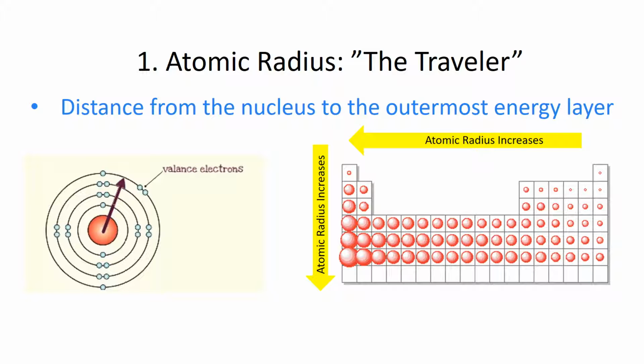Each row adds a new energy level to the atom, which creates a further distance, and the more protons you add to the nucleus, the closer they will pull the electrons towards the nucleus. Therefore, the atomic radius increases down a column and decreases across a row from left to right.